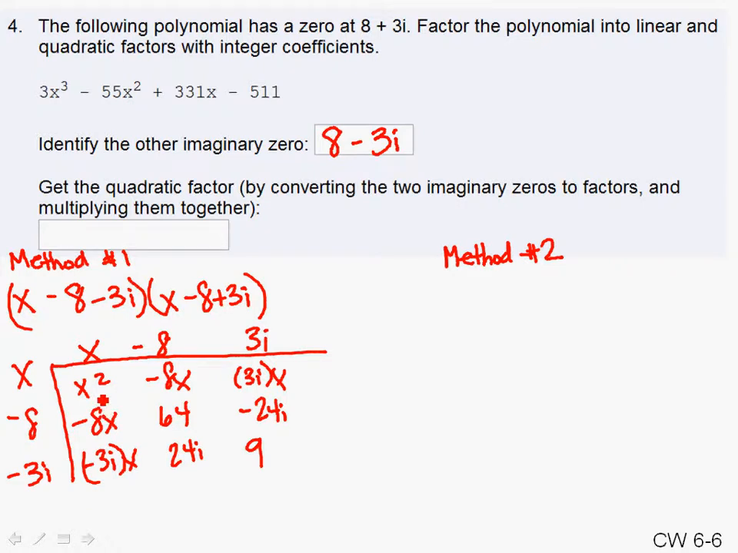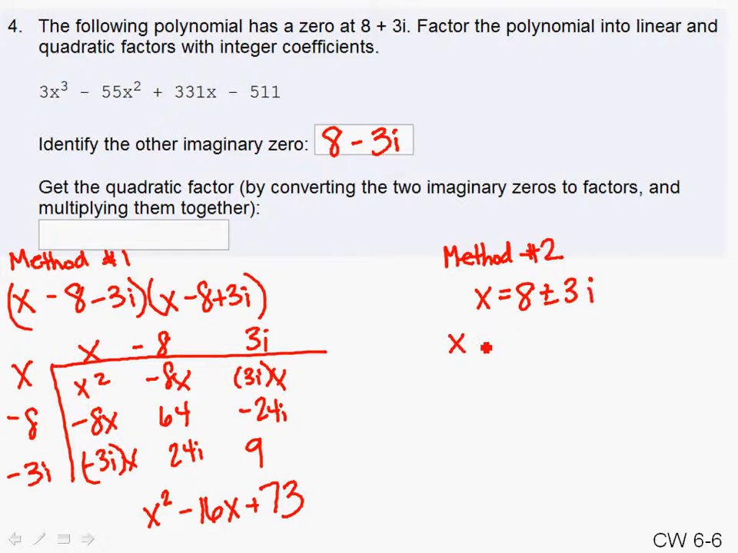Okay, when we combine like terms, we get x squared, negative 8x and negative 8x is negative 16x. And 64 and 9 gives us 73. Okay, so we got this for our answer, the first method. We could also do that x equals 8 plus or minus 3i.